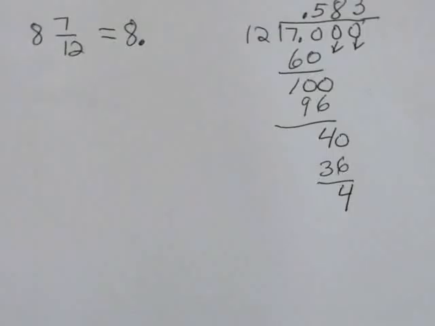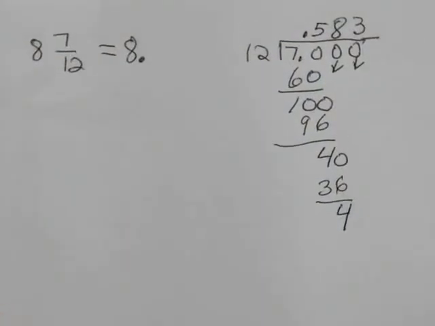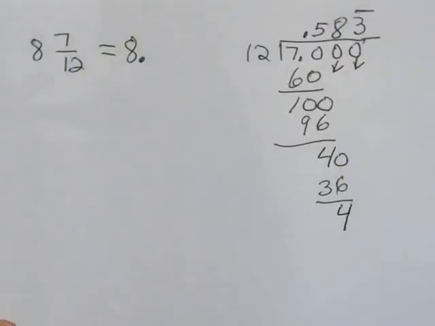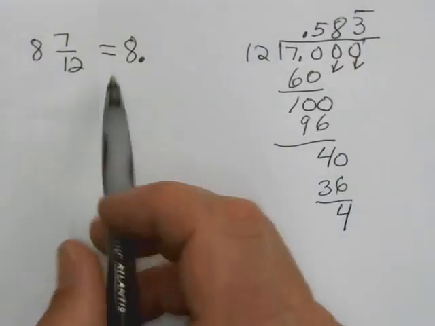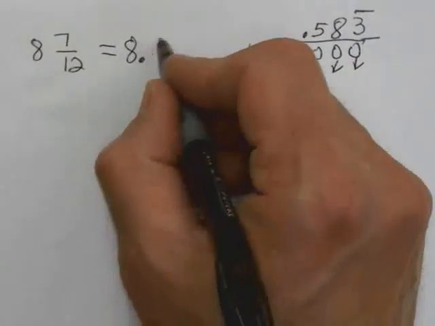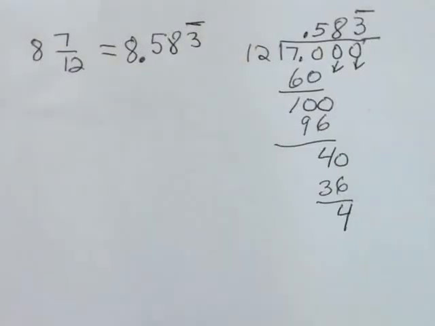And what we've got here, ladies and gentlemen, is actually, I'm going to slide this down, a repeating decimal. We know that 7/12 is going to be the equivalent of 0.583 repeating. Therefore, coming back to this, 8 7/12 is going to equal 8.583 repeating. And that's the plane.